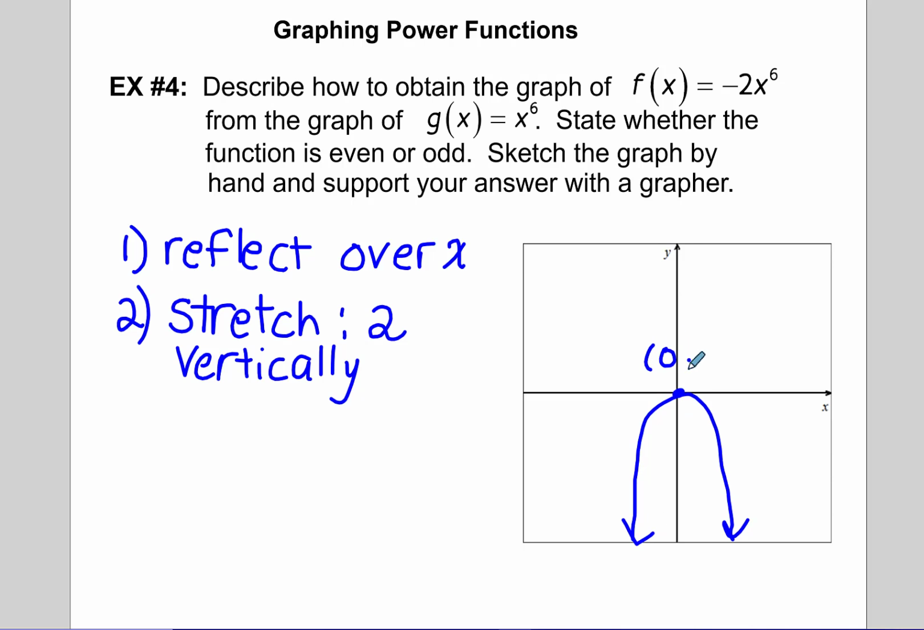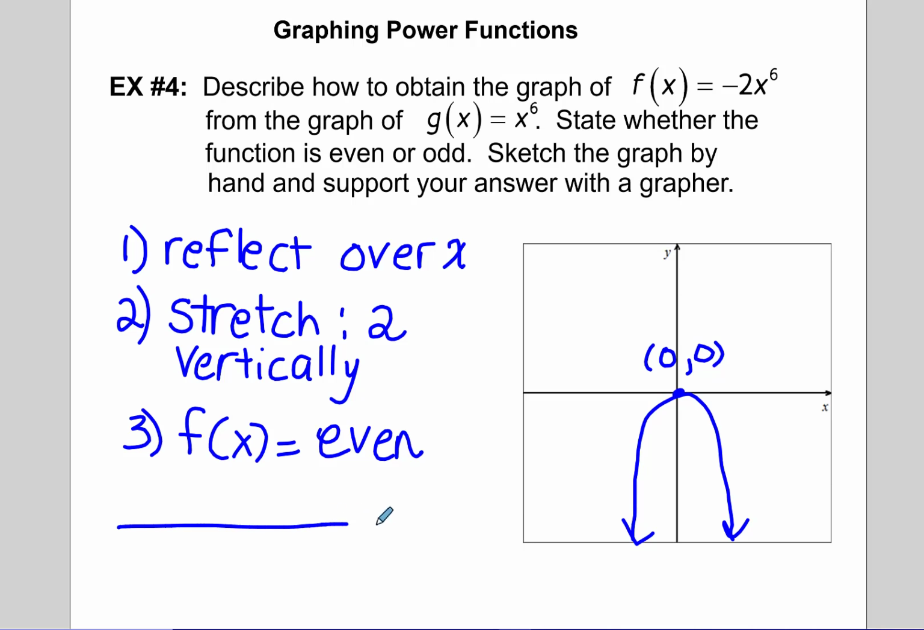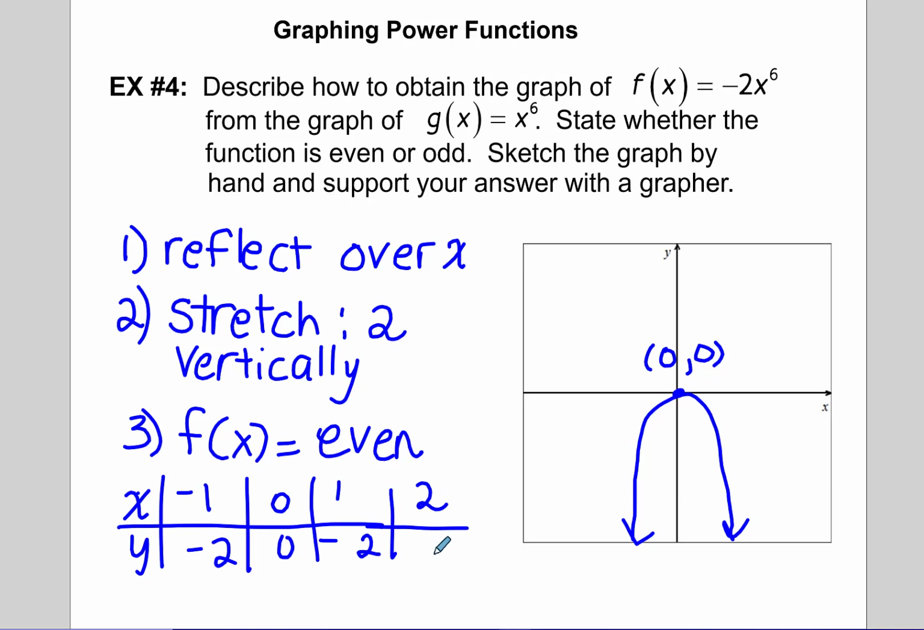And it passes through the origin. And we also know that the function is an even function. So we've got an even function. Okay, and if you wanted to, you could make a table and get some points to plot to see how rapidly it's going downward when you get to 2. 2 to the 6th power, -2x to the 6th is -128. So it's growing in a downward fashion very rapidly.